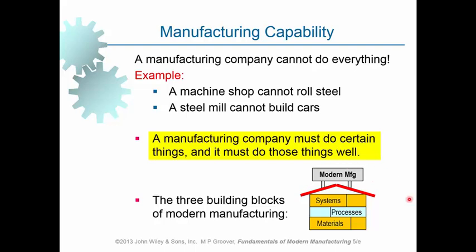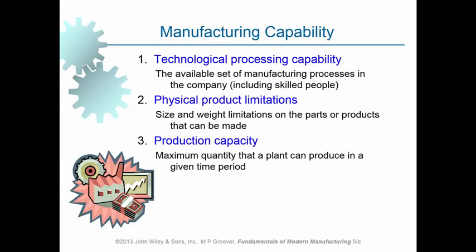Well, indeed, there are 3 categories of capability in the textbook. If you study the textbook, if you read the textbook, there are 3 categories of capability mentioned in the text, and those are technological process capability, physical size and weight, and also production capacity. And I have listed all those 3 right here in this slide.